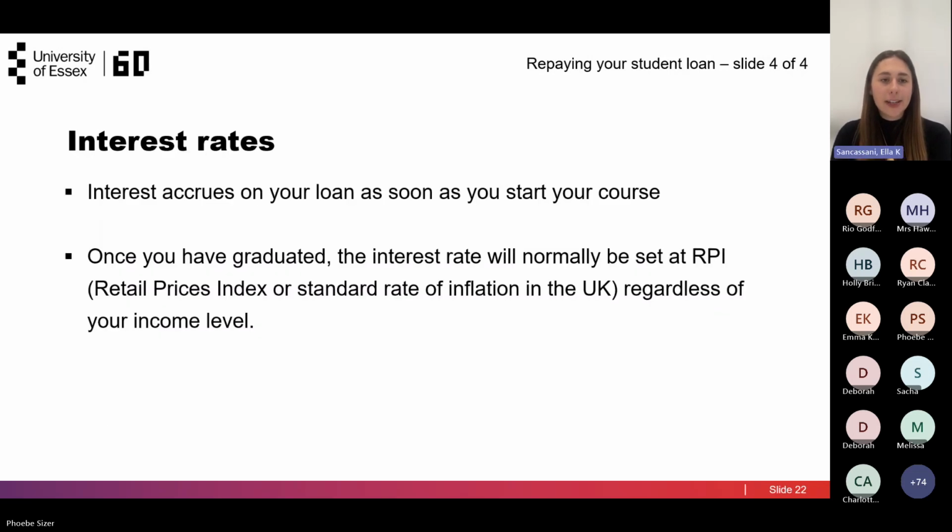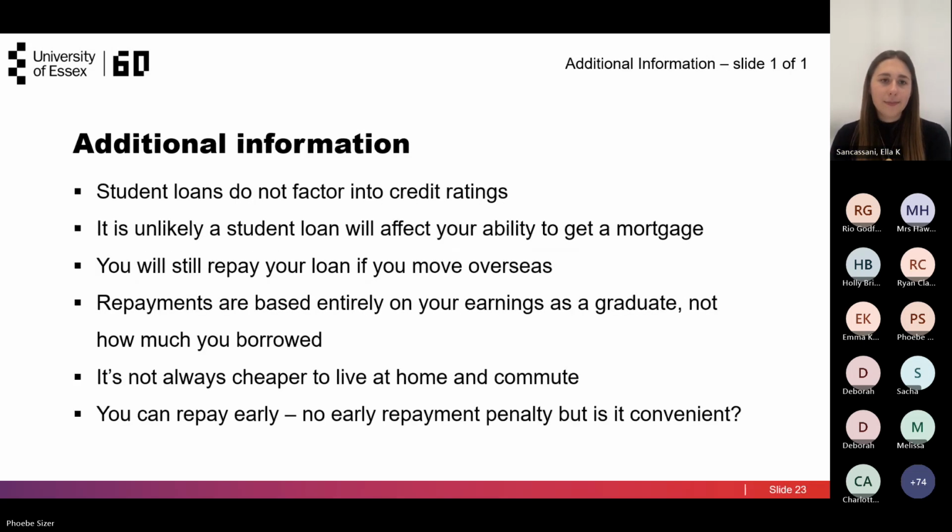With the interest rate, interest accrues on their student loan as soon as they start their course. And once they have graduated, the interest rate will normally be set at RPI, or the standard rate of inflation in the UK, regardless of their income level.